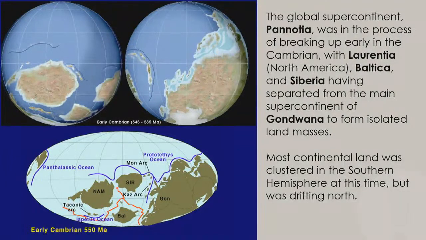The global supercontinent of Pannotia was in the process of breaking up early in the Cambrian, with Laurentia, which is North America, Baltica and Siberia having separated from the main supercontinent of Gondwana to form isolated land masses. Most continental land was clustered in the southern hemisphere at this time, but was drifting north.